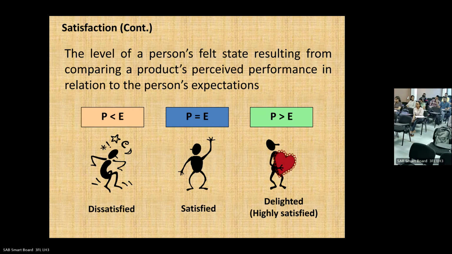But if the product gives what you expected, then you are happy. You are satisfied. And it could be something extra as well. You thought something, but it's giving more than what you thought. And then you are very happy. So that is what we call delighted. So the marketers always try their level best to keep customers either satisfied or delighted.